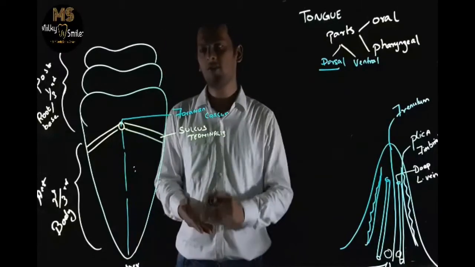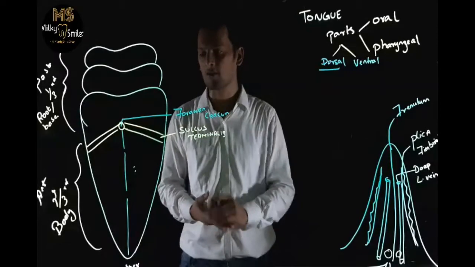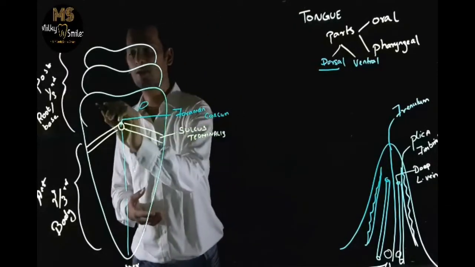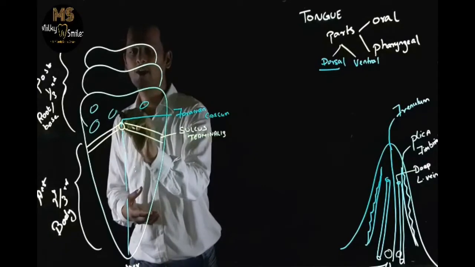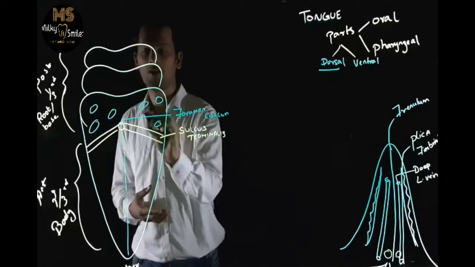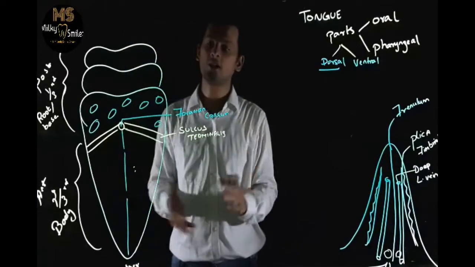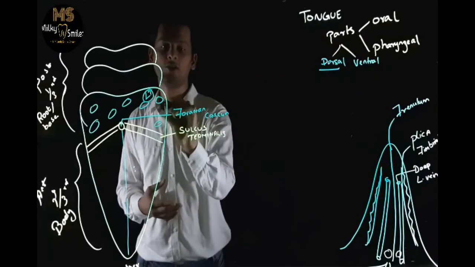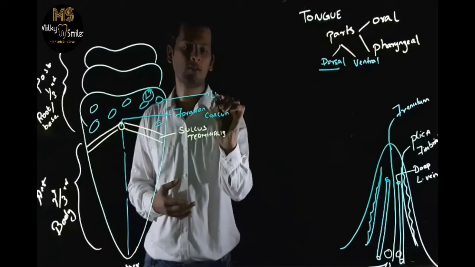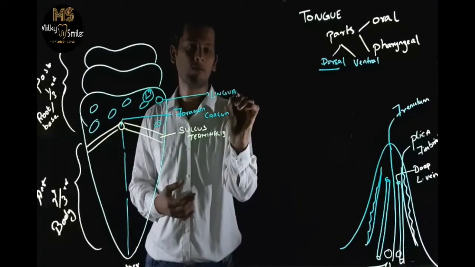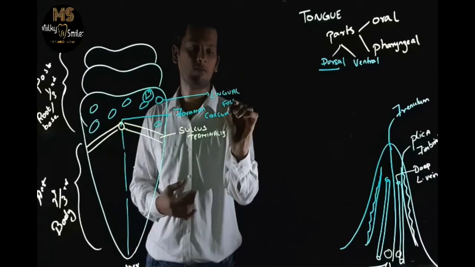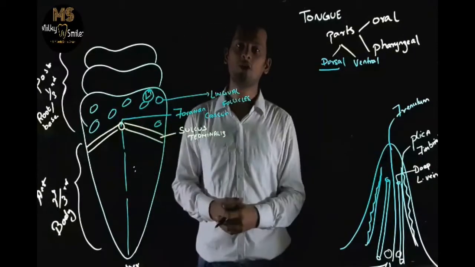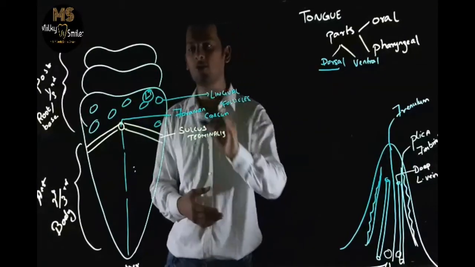Followed by this, when we see the posterior surface of the tongue, behind your sulcus terminalis, you can see numerous lingual follicles, which together constitute your lingual tonsil. These are the lingual follicles. These together constitute your lingual tonsils.